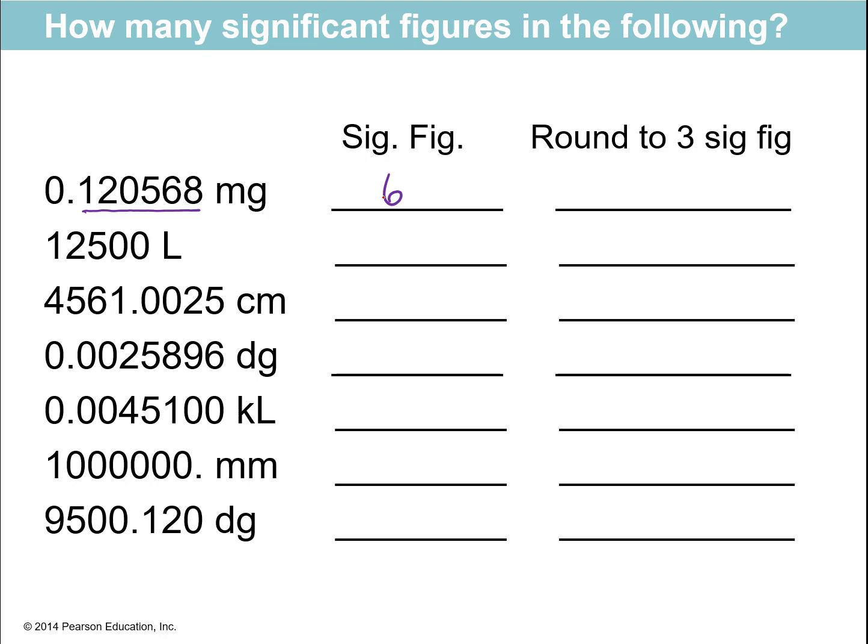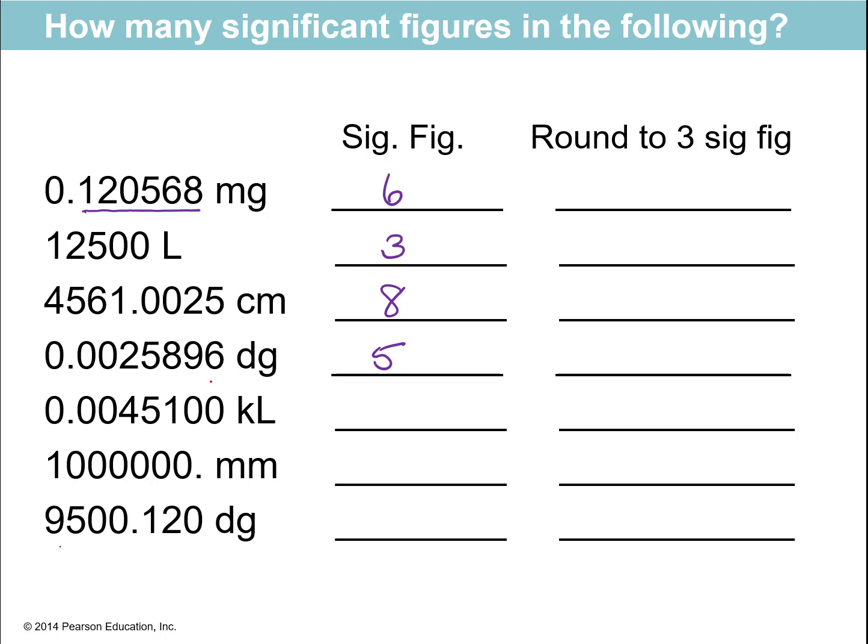What about the second one? 3, because there's no decimal. If there's no decimal, zeros at the end don't count. What about the next one? All 8 of them. The zeros in between are significant regardless of the decimal place. If they're in between, they're always significant. What about the next one? 5. So remember, it's just the non-zero numbers. Zeros out front, not significant.